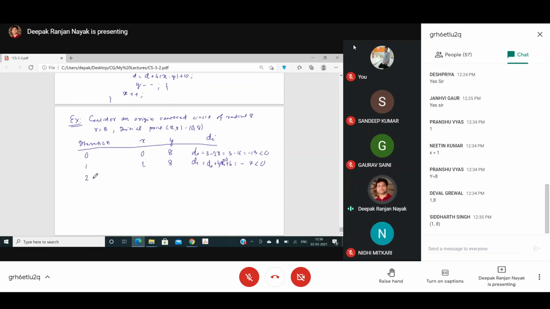At the next iteration, my x value will always increase by 1. My y value will not change because my d value is less than 0. So it will be again 2 and 8. Now again you calculate the d2 value. Just calculate the d2 value and tell me the answer. What is the value of d2 here? If it is less than 0, which formula will you apply?